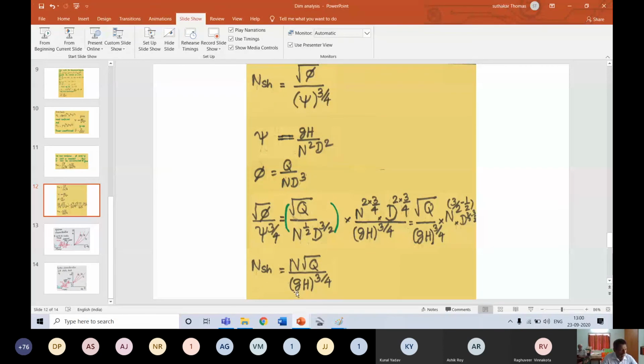Now in this also the units are very particular. N is rotations per second. We use the term coherent system of units. That means N should be rotations per second, Q will be meter cube per second, G is meter per second square, H is in meters.